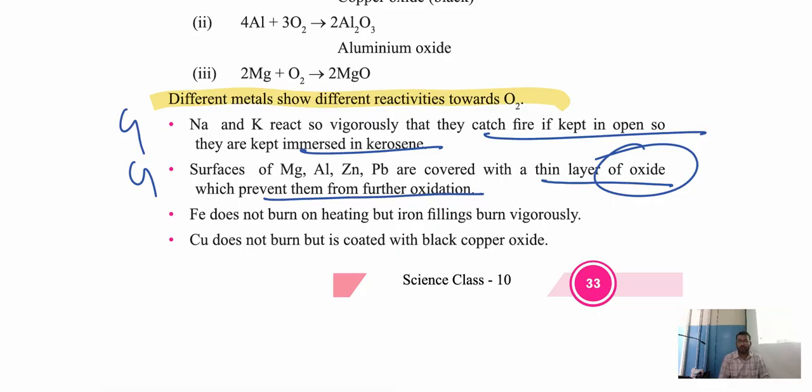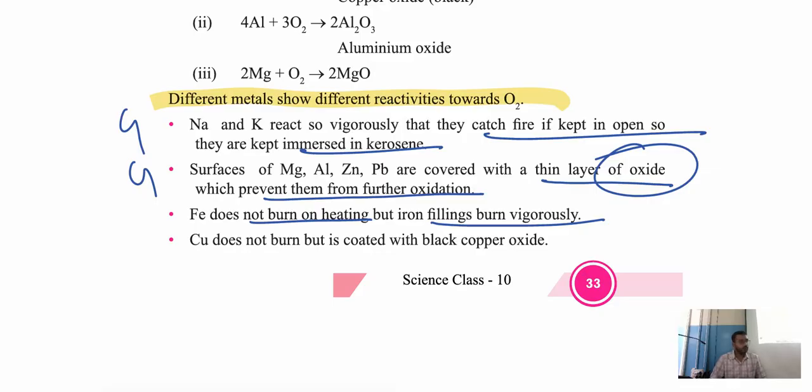Similarly, Fe means iron. Iron does not burn on heating. If you heat an iron rod, it is not going to burn. But iron filings burn vigorously. Small iron filings, as we have seen in the magnetic effect of electric current chapter, when you heat them, they burn and get heated up. But iron itself does not burn when heated.